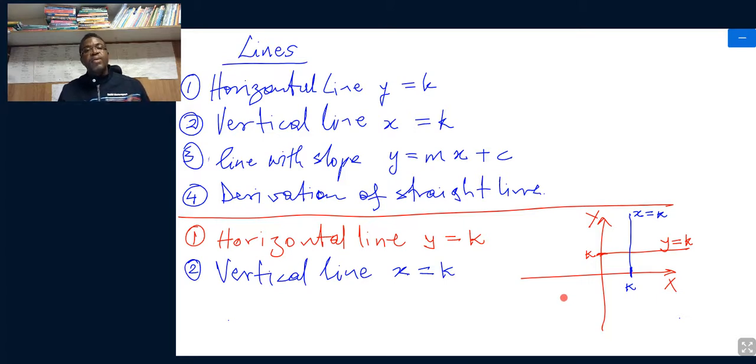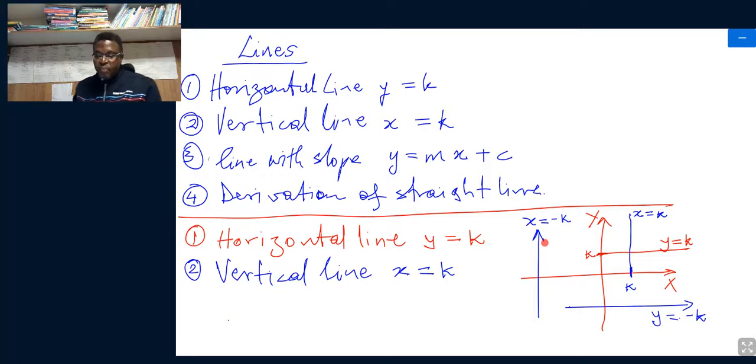It could be y equal to 4, y equal to 5, or y equal to -5 for that matter. In that case, the line would be below here. Here it's y equals -k. You may also have another one whereby x is equal to -k.